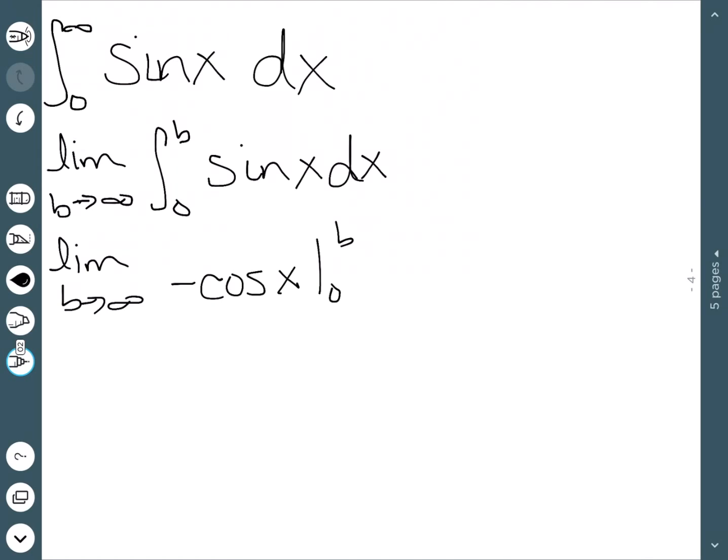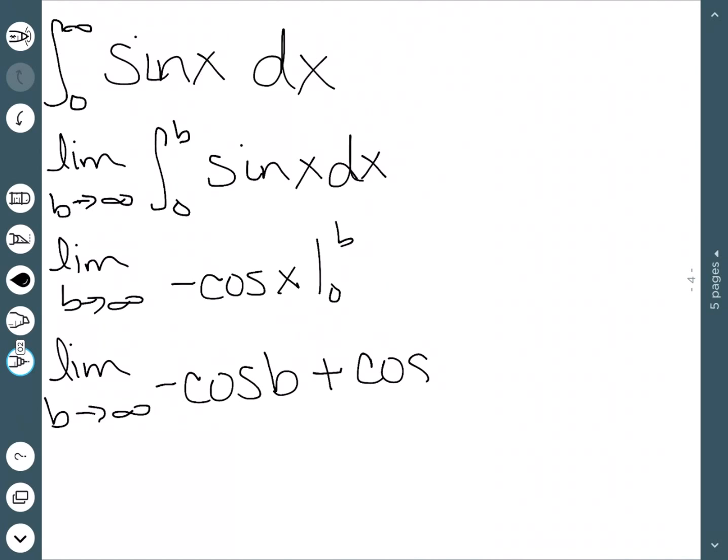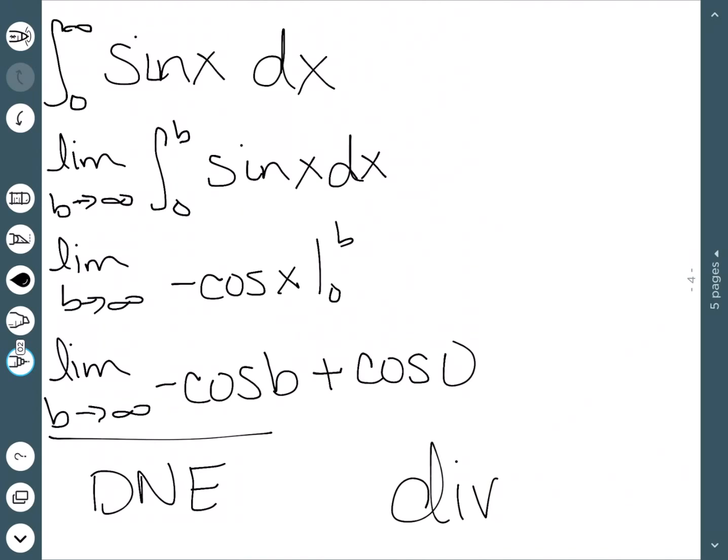So now I have the limit as b goes to infinity of negative cosine b minus negative cosine of 0. And this limit here we know doesn't exist. So this integral diverges. So it is possible for these integrals to diverge as well.